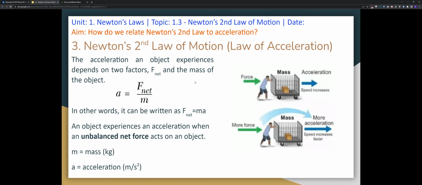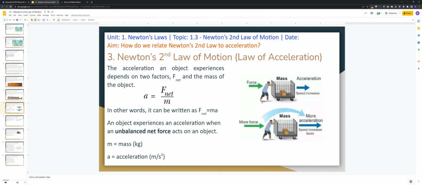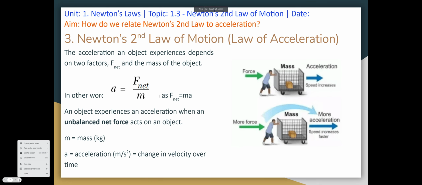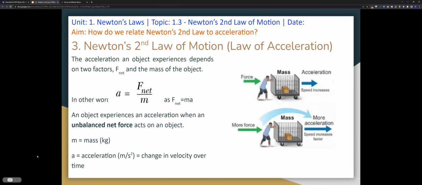So, about Newton's second law. You're given a formula here. This is the second formula you guys are going to learn in this class: Newton's second law. The acceleration of an object is equal to the net force acting on the object divided by the mass of the object. And again, acceleration is the change in velocity over time. That's the definition for acceleration.